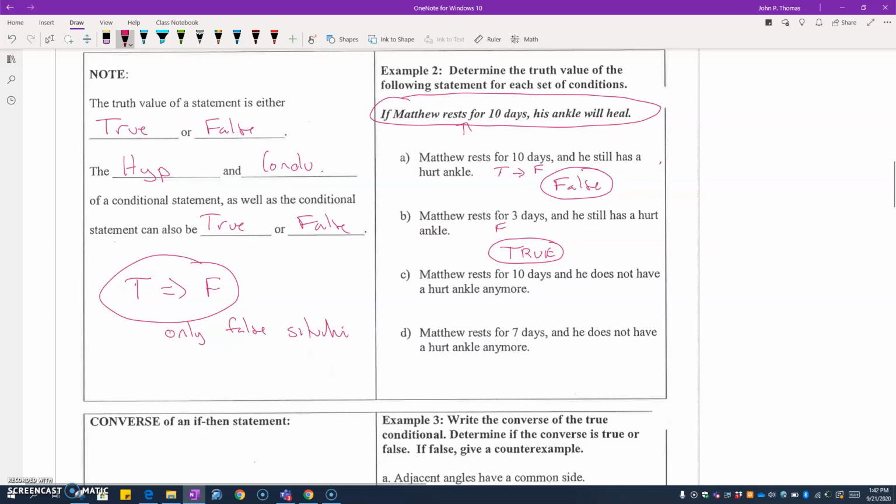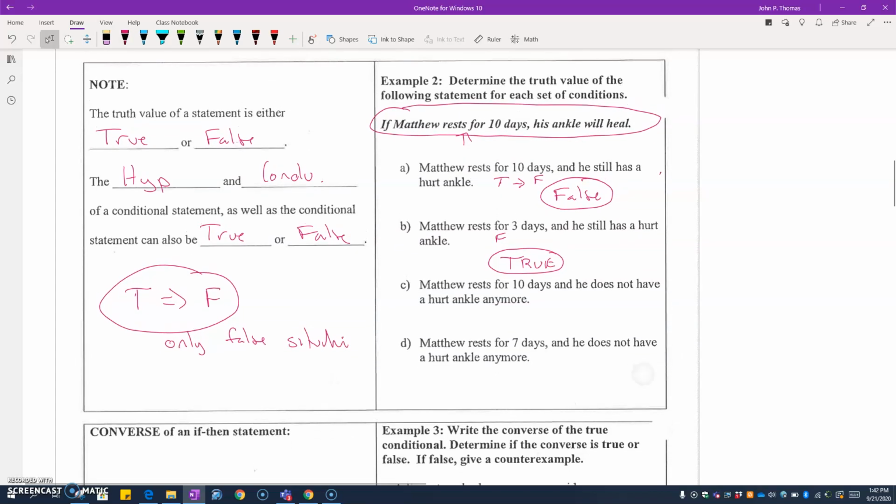All right, the next one says Matthew rests for 10 days. All right, so the hypothesis is true, and he does not have a hurt ankle anymore, so the conclusion is true. All right, so true implies true. This is another true situation. And then the last one said Matthew rests for 7 days, which is false, and he does not have a hurt ankle anymore, so the conclusion is true. All right, but in this case, we can't say anything because if the hypothesis isn't met, it is always going to be a true statement.